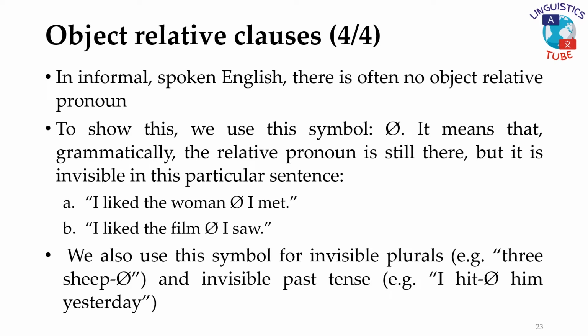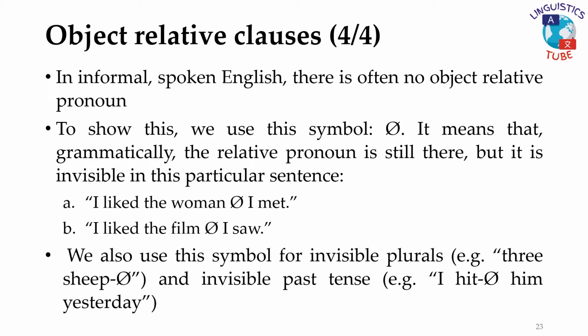Therefore, the sentence is still grammatical even though our ears did not hear the word, or our eyes cannot see the word. This is an important concept in grammatical analysis. Thus, to represent this, we use the symbol that you can see in the two examples, a circle with a diagonal line through it. To reiterate, it means that, grammatically, the relative pronoun is still there, but it just happens to be invisible in this particular sentence.